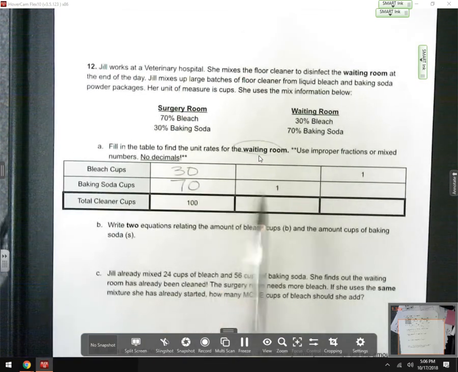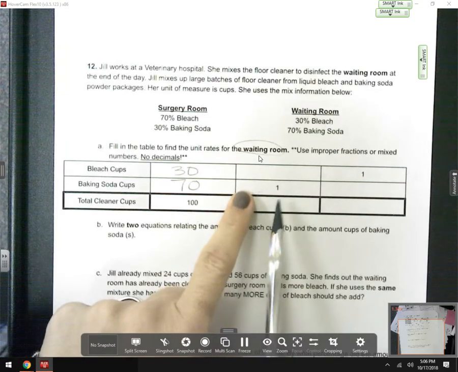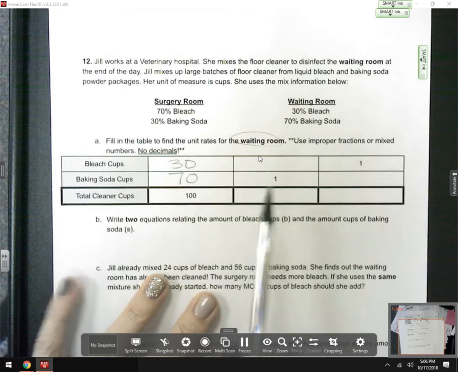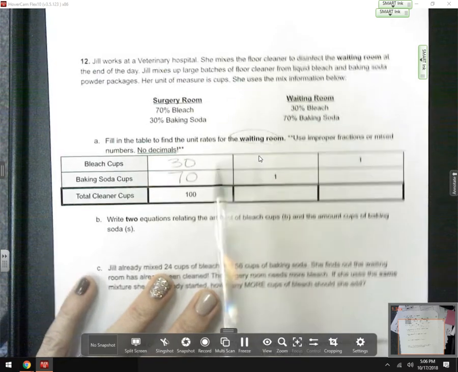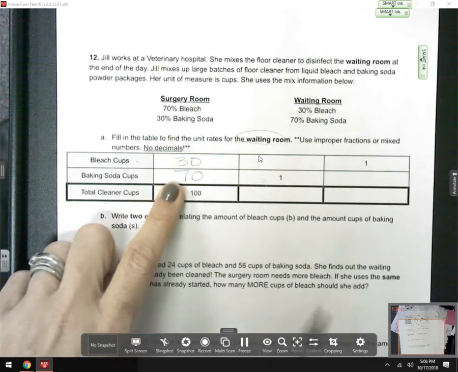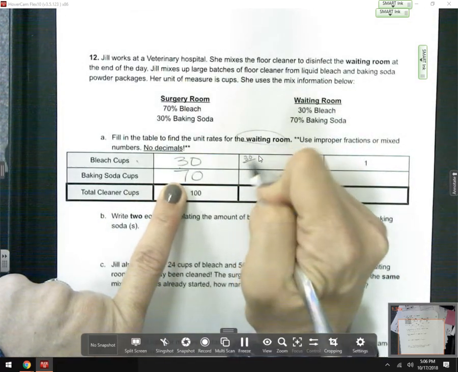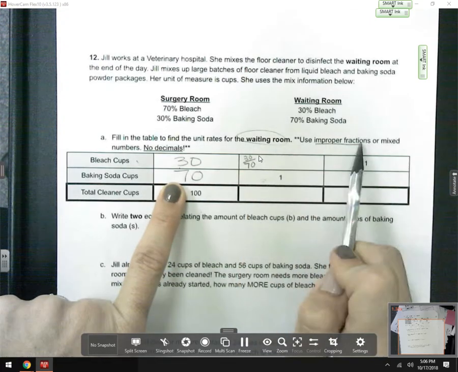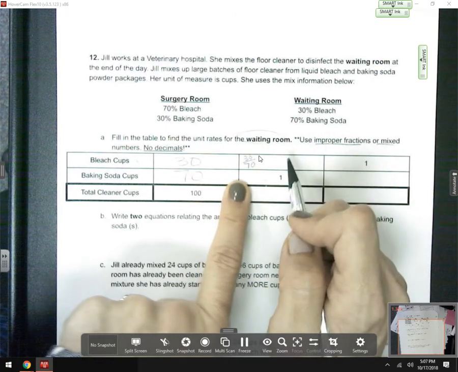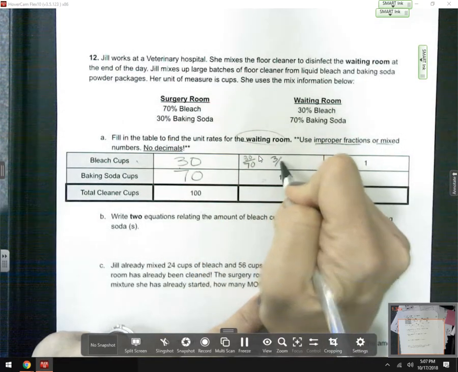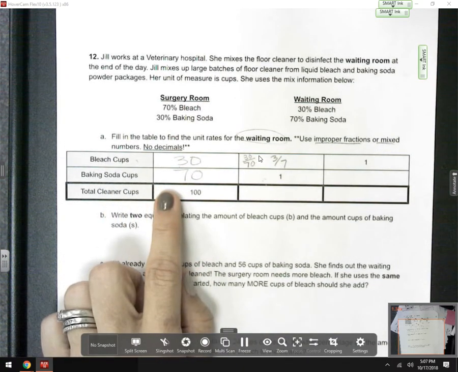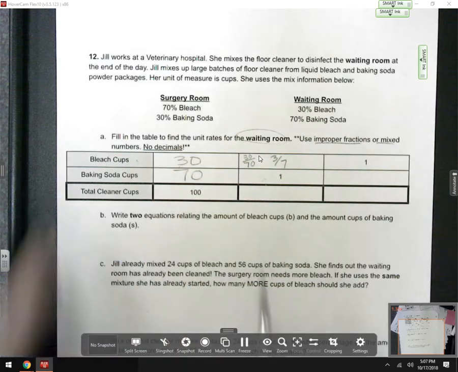So I'm going to do the unit rate of bleach, how much bleach to how much baking soda, because I want to know like price per can or bleach per baking soda. So I'm going to do 30 divided by 70, which I know is going to give me some kind of crazy decimal. And this says use improper fractions or mixed numbers, no decimals. So 30 divided by 70 is going to leave me with 3/7. So that means when I'm using 1 cup of baking soda, I'm using 3/7 of a cup of bleach.